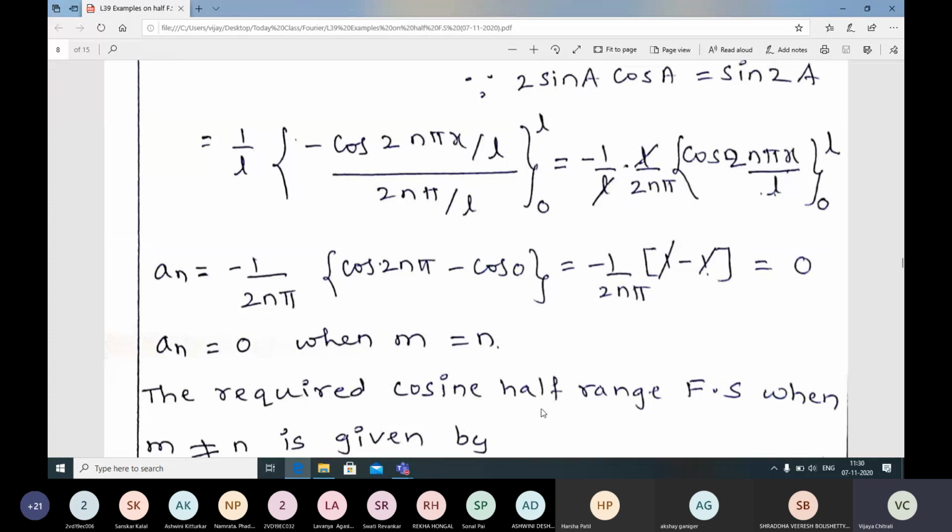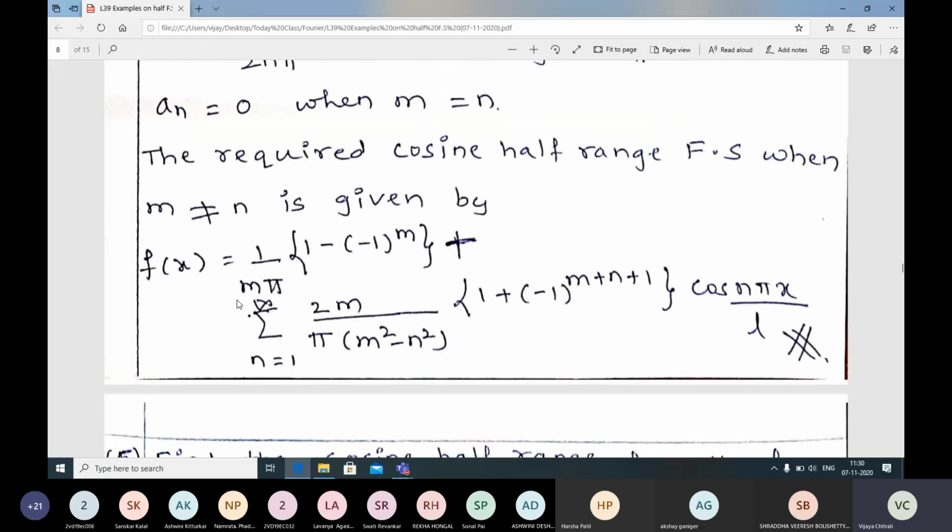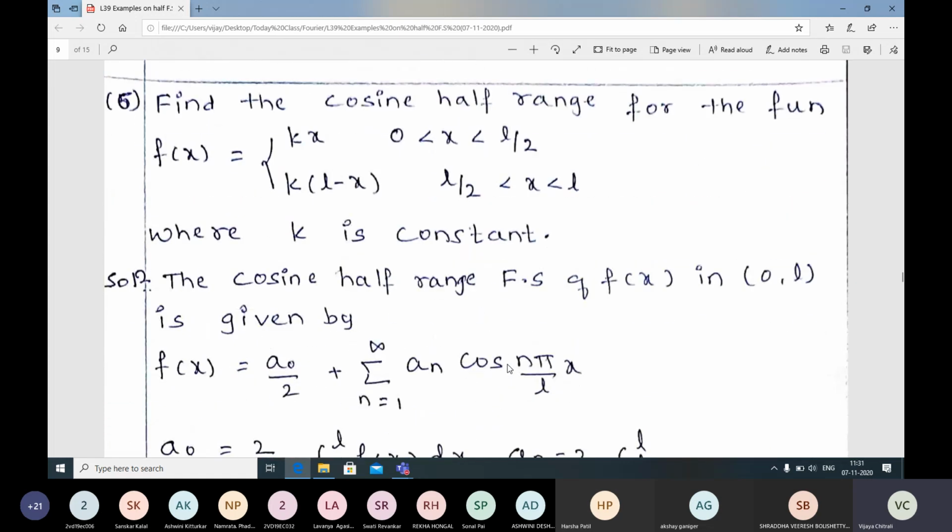Thus, the required cosine half range series, when m is not equal to n, see the condition, is given by f of x is equal to 1 upon m pi times 1 minus minus 1 raised to m, plus summation n is equal to 1 to infinity of 2m divided by pi times m square minus n square, times 1 plus minus 1 raised to m plus n plus 1, into cos n pi x by L. So this will be the required solution. Now move on to the next example.